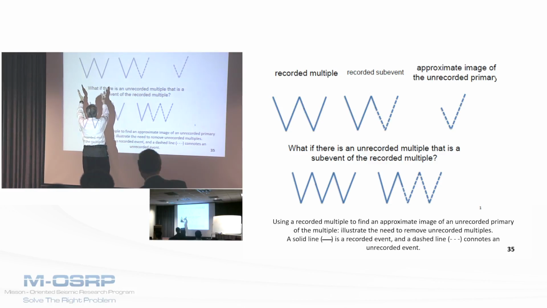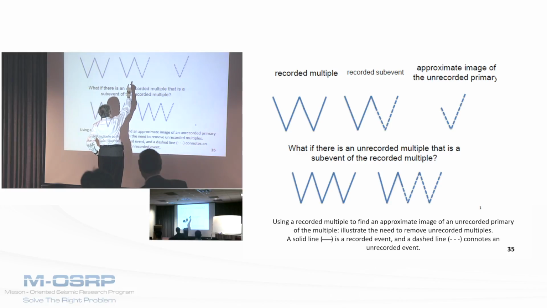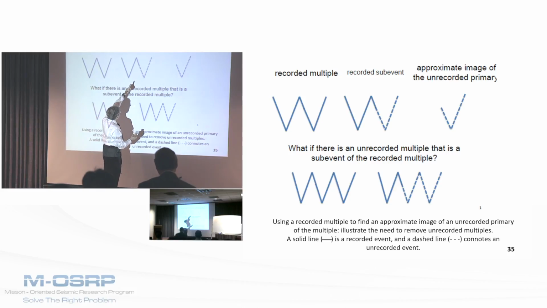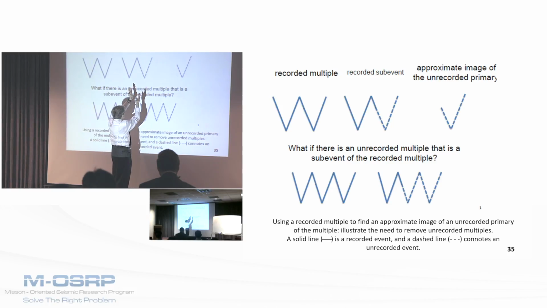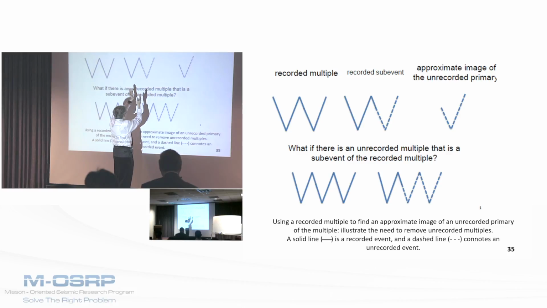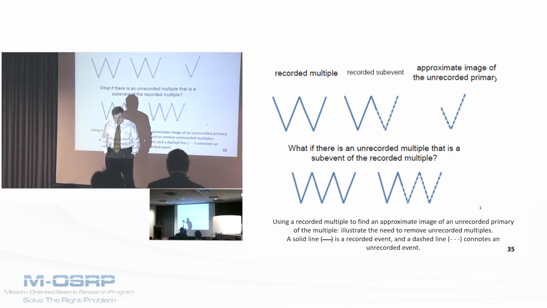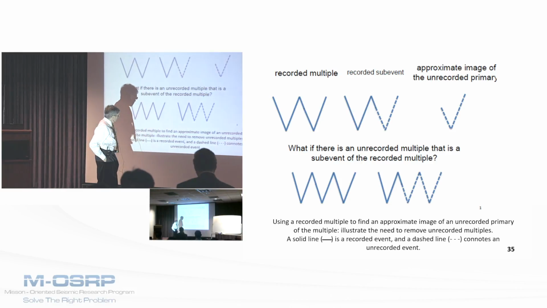So if this is recorded and the solid line is recorded, you can use the method I just described, and there are many papers by PGS and elsewhere describing this in detail. You use this recorded event, this recorded sub-event of that multiple, to get what is assumed to be an unrecorded primary's approximate image. That approximate image is an approximate RTM image, okay?